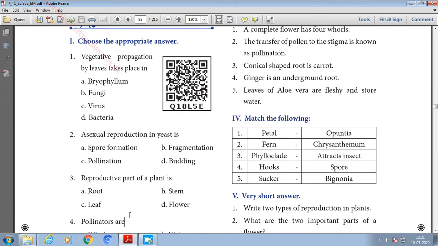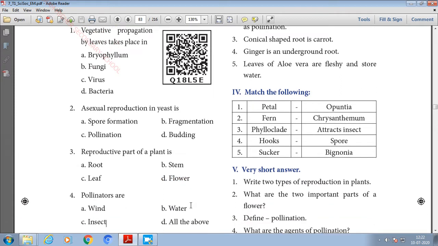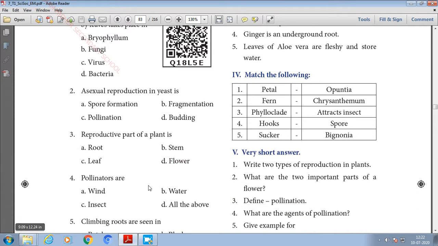Third one, the reproductive part of a plant is option D, flower. Fourth one, pollinators are. Here the answer is wind, water and insects. So all the three are the correct answer for pollinators. So you can write the option D, all the above. So the answer for fourth one is pollinators are all the above.